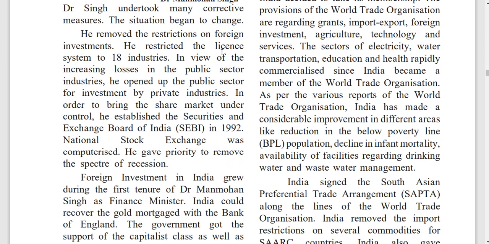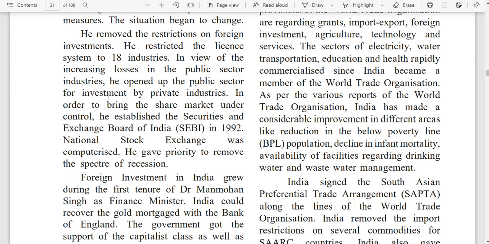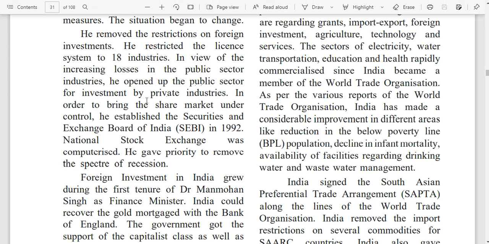He restricted the license system to 18 industries. In view of the increasing losses in the public sector industries, he opened up the public sector for investment by private industries. In order to bring the share market under control, he established the Securities and Exchange Board of India, SEBI, in 1992. National Stock Exchange was computerized. He gave priority to remove the specter of recession.